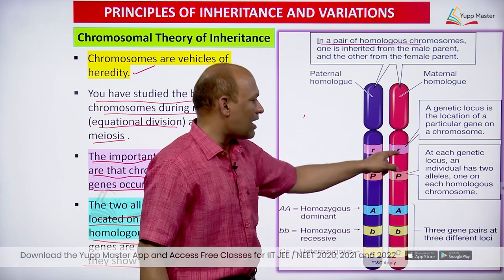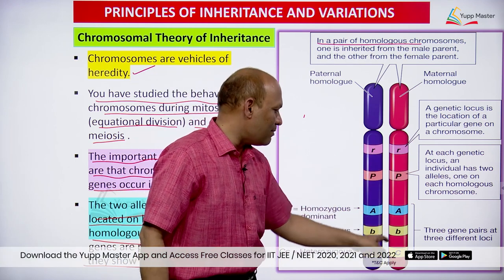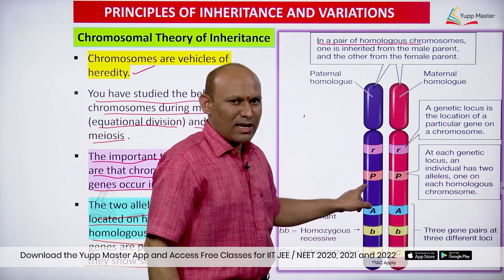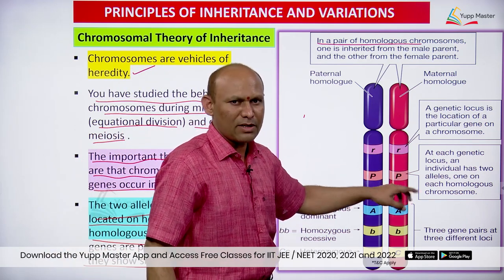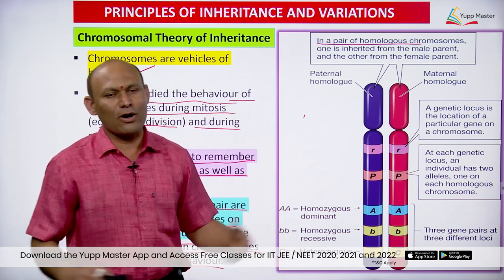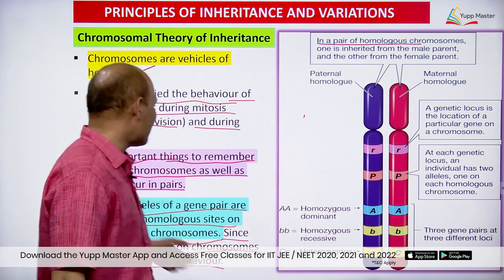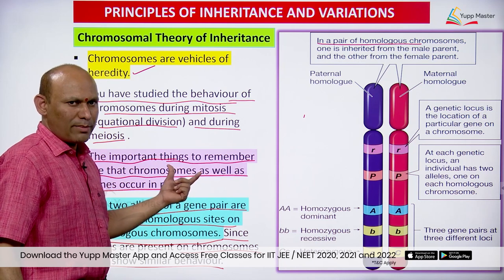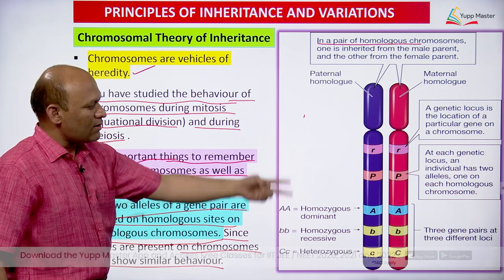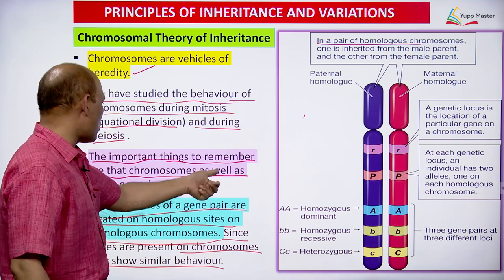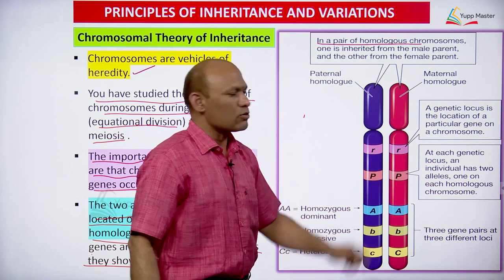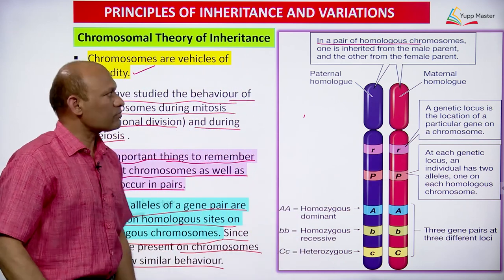Similarly, R, P, A, B, C, these are different kinds of genes. So P is one gene, one allele, and its allele will be present on the homologous chromosome. I hope you understood clearly now, dear students. It's very simple. So two things I asked you to remember. What are those two things? Chromosomes are always seen in pairs, as I mentioned here, and genes also occur in pairs. So chromosomes occur in pairs, genes also occur in pairs, dear students.